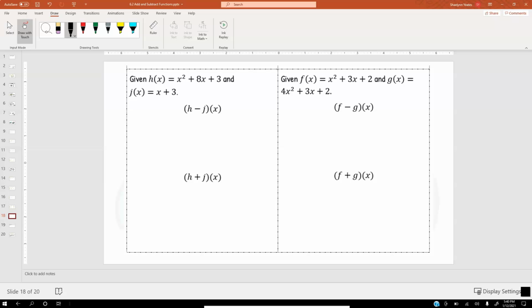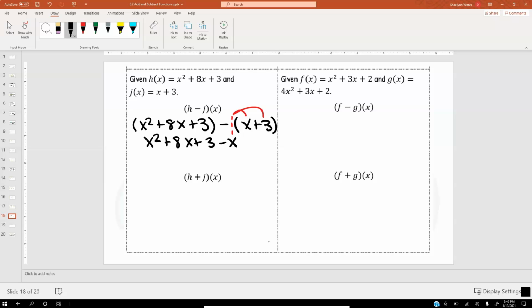Okay, so we're going to take our h, which is x squared plus 8x plus 3, and we're going to subtract j. So we're going to have our x squared plus 8x plus 3, and we're going to subtract x plus 3. As we talked about earlier, there's an invisible 1 right there that we need to distribute. So here we have x squared plus 8x plus 3 minus x minus 3.